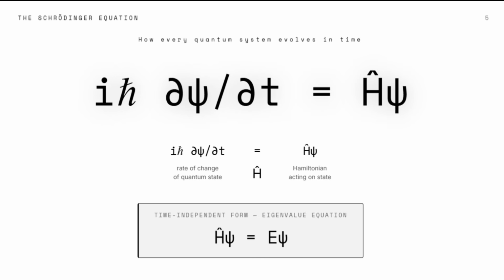The first type is the free particle, the simplest possible case. No potential, no forces, just a particle drifting through empty space. H hat equals p hat squared over 2m. The eigenstates are plane waves, e to the ikx, and the energy spectrum is continuous. Any value of energy is allowed, no quantization, because there is no confinement, no boundary conditions, nothing to force the wave function into discrete shapes. The free particle is the baseline.